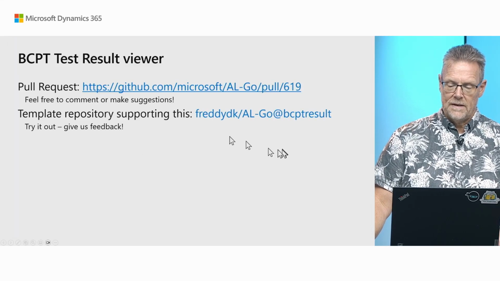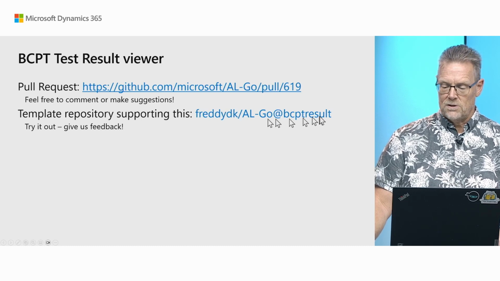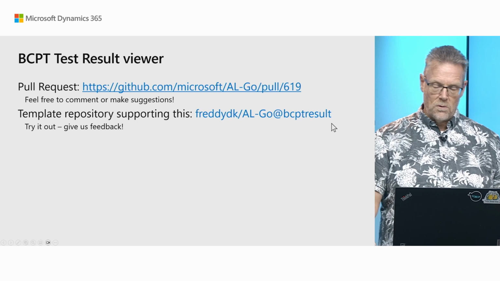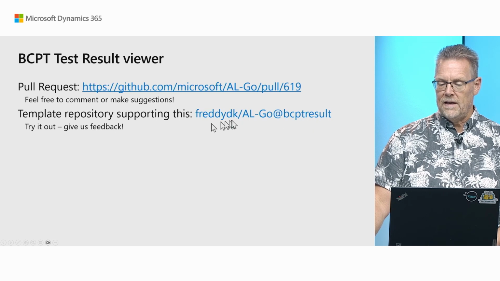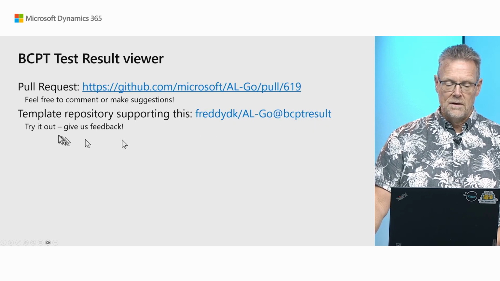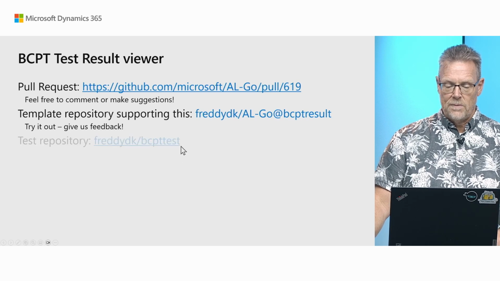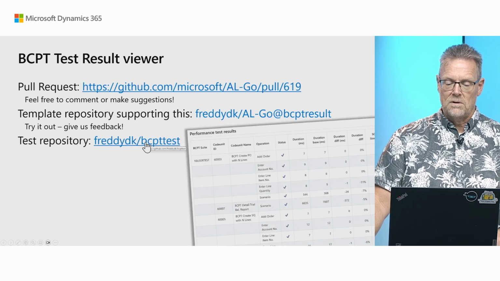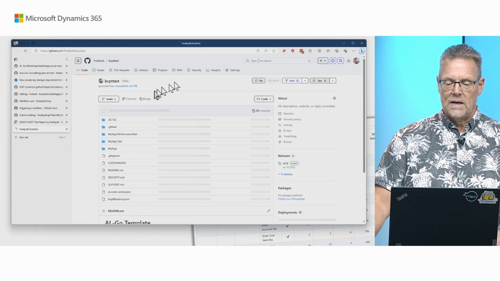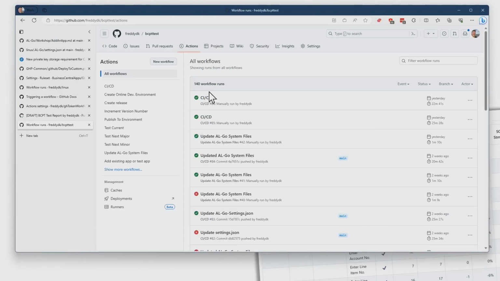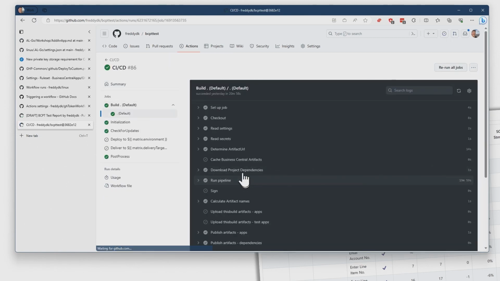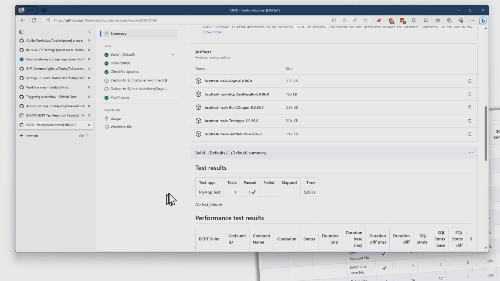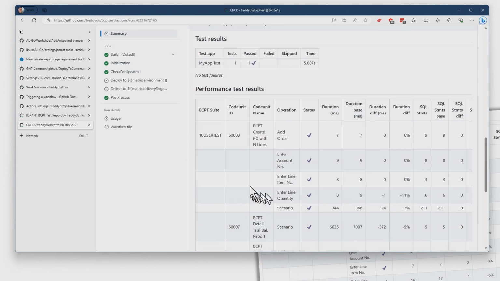There's a template repository supporting that. So if you take one of your test repositories, don't do this with your production repository, and say update AL-Go system files with freddydk/AL-Go@BCPTResult, then you will have that functionality right in your repository. I have a repository called freddydk BCPT test. If we have a look at this one and click into the CI/CD workflow, click into the build, we'd be able to see in the summary section down here, this is my test results and this is my performance test results.